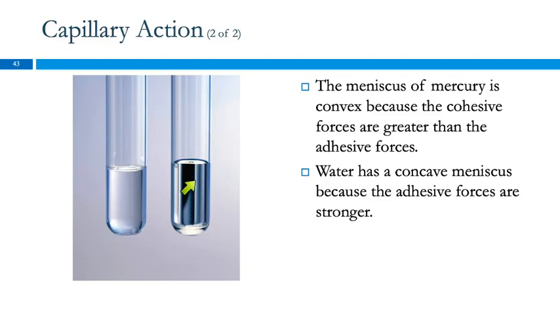This is mercury. Mercury has a convex meniscus. It goes the other direction because mercury's cohesive forces, the attractive forces between the mercury atoms, are stronger than the attraction that it has to the glass. It's really not that attracted to the glass, and so it's kind of bulging away from the glass. I don't want to touch you, and so it actually bulges up in the middle.